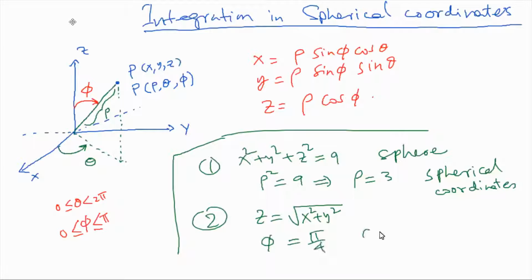This is in spherical coordinates. Remember the picture. Picture would be like this. This angle is pi over 4.